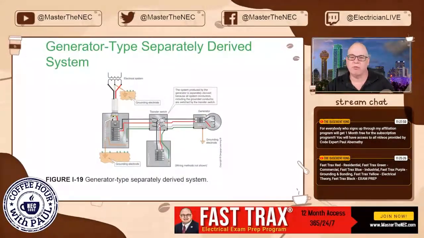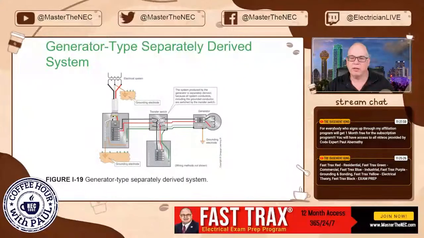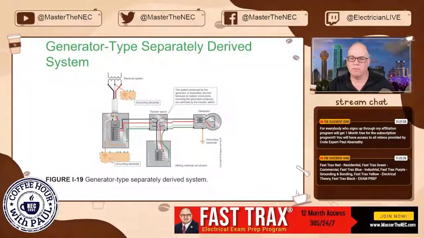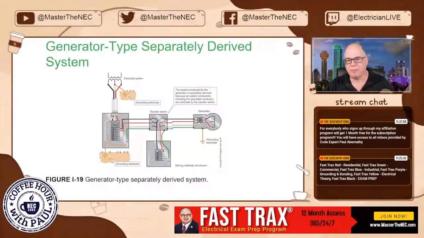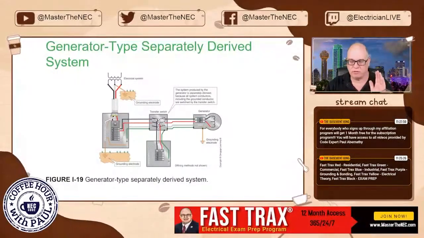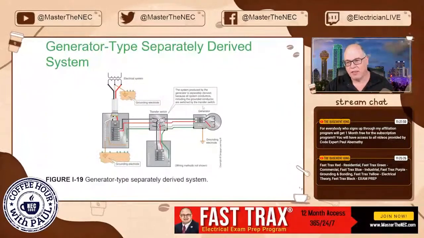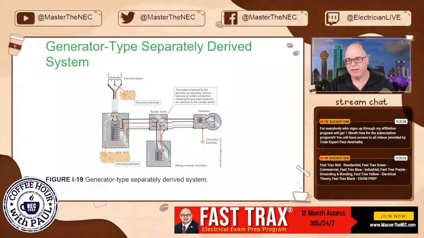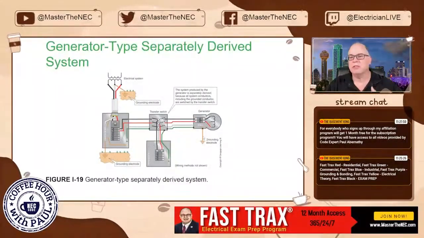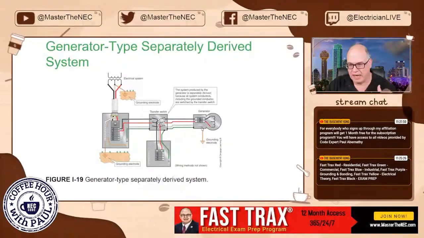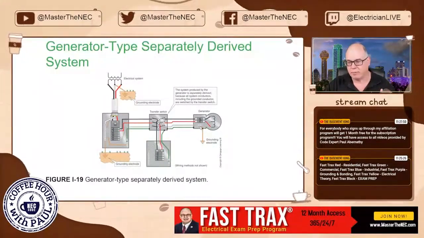So here's your transfer switch. Notice we're switching, okay, we're switching the neutral right here. So this system is separate from this system, depending on what position this transfer switch is. If that's the case, this is a separately derived system. This has to have grounding electrodes, and you have to put in a system bonding jumper.